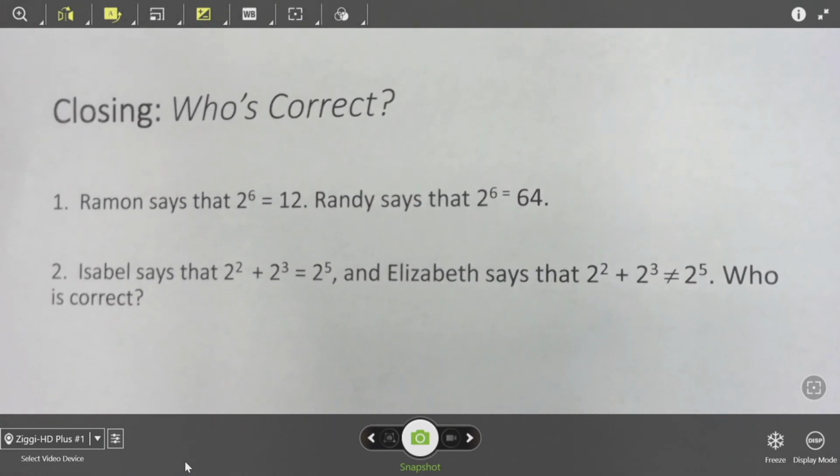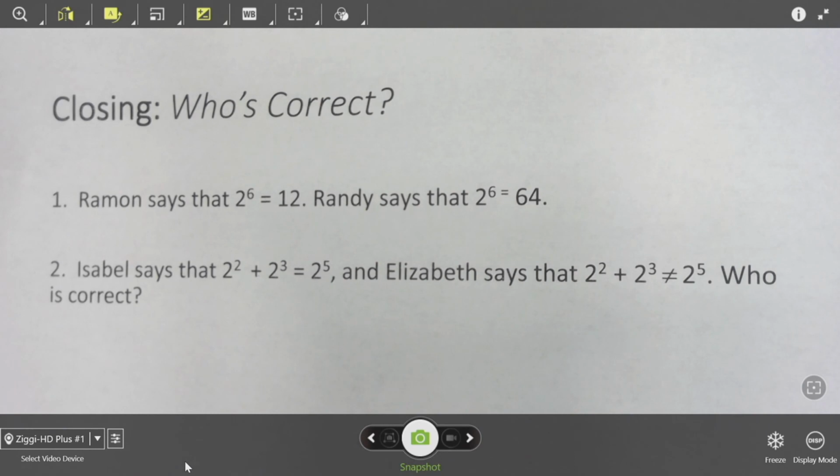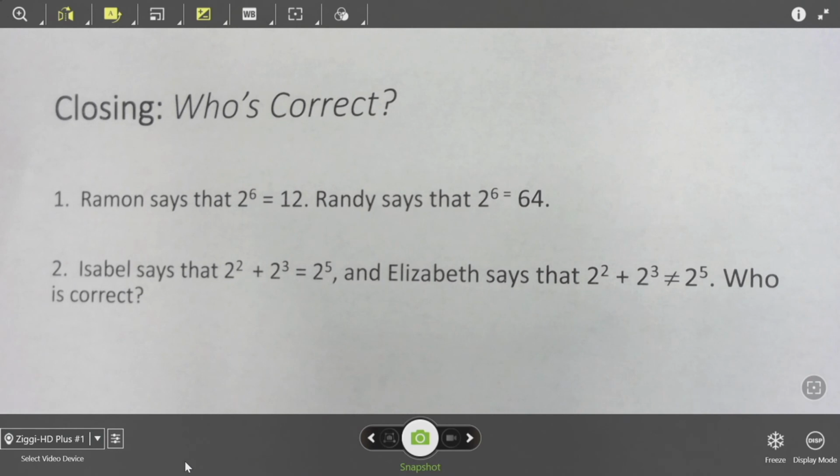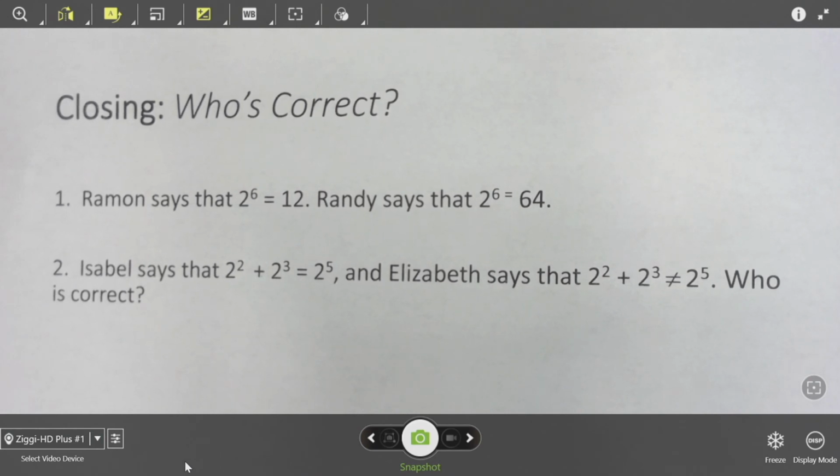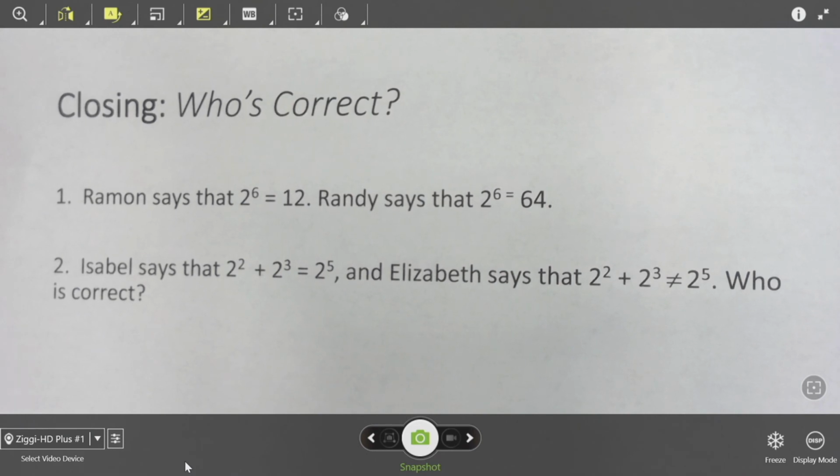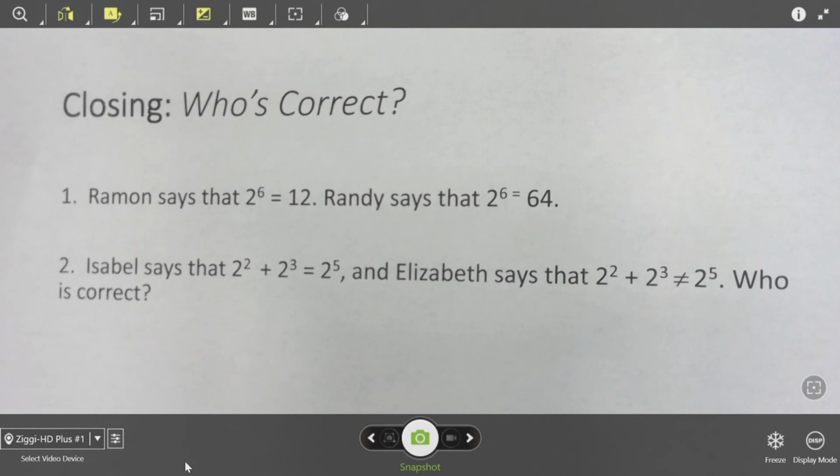Who's correct? Raymond says that 2 to the sixth power equals 12. Randy says that 2 to the sixth power equals 64. Who's correct? Yes, Randy's correct. Where did Raymond go wrong? What do you think Raymond did? Yeah, he did, didn't he? He multiplied 6 times 2. It's a common mistake when we're learning exponents.